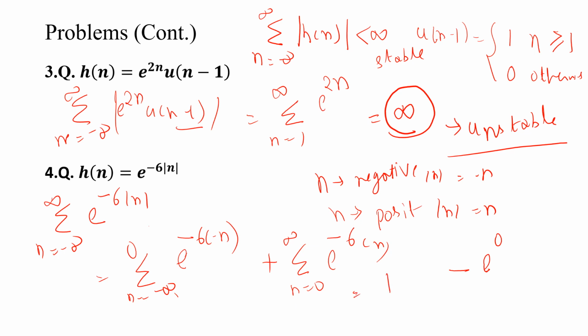So 1 by 1 minus e to the power minus 6, plus the same, 1 by 1 minus e to the minus 6, minus 1. Okay, so this will be the output. This is a finite value. Okay, so this is a stable system. h of n equal to e to the minus 6 mod n is a stable system because the value is less than infinity.